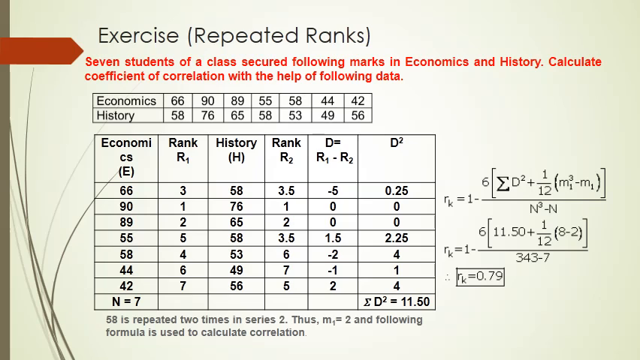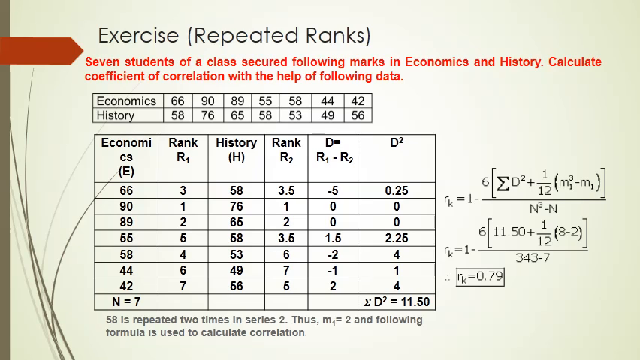So let us give the rank R1 for economics. Let us give the highest rank, first rank, to the highest value. So 90 is the highest, first rank. 89 comes after that, so second rank. 66 third rank, 58 fourth rank, 55 fifth rank, 44 sixth rank, and 42 seventh rank. And the number of observations is 7.